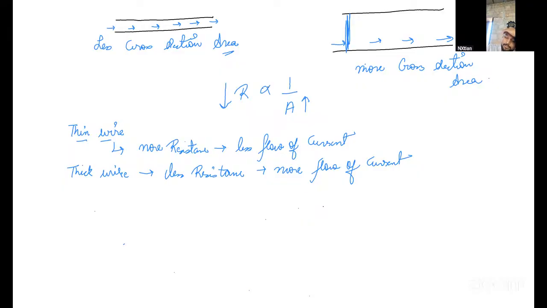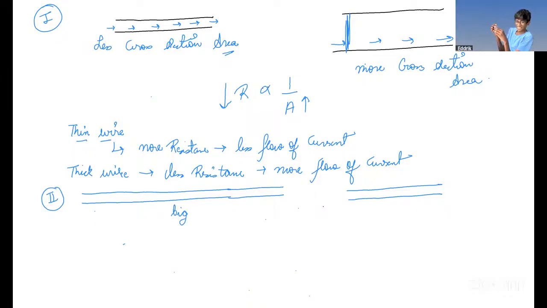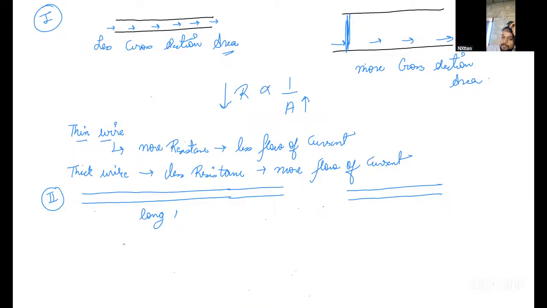Okay, now we will take one more example. This is the first one, now we'll take the second one. Now we have two things. It is a long wire, sorry, my bad, my English is very bad. Long wire, and this is a short wire. The cross section area is the same, which means the width is the same. But one is a long wire and one is a short wire.